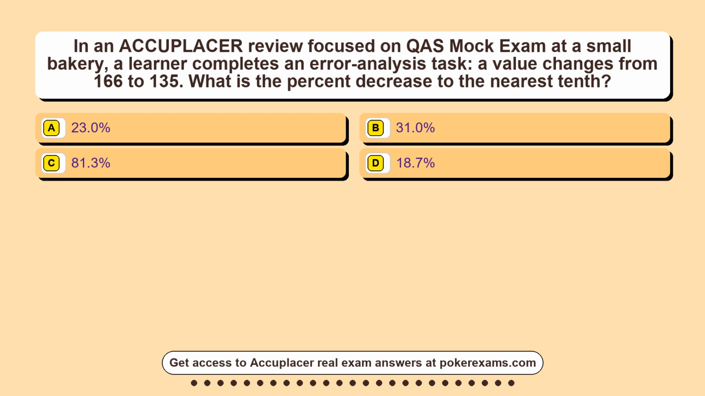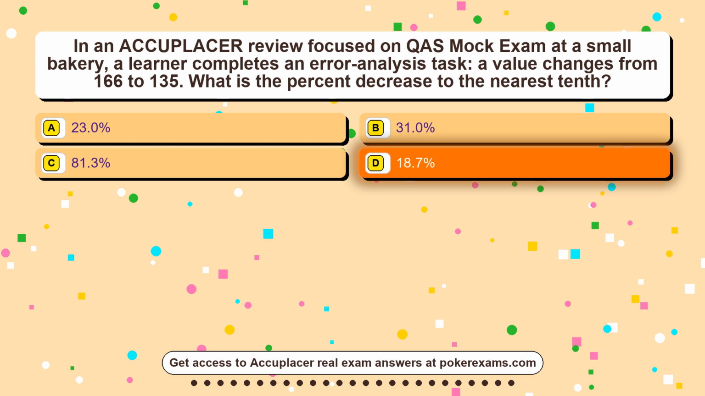Question 2. In an ACCUPLACER review focused on QAS mock exam at a small bakery, a learner completes an error-analysis task. A value changes from 166 to 135. What is the percent decrease to the nearest tenth? Option A, 23%. Option B, 31%. Option C, 81.3%. Option D, 18.7%. The correct answer is option D, 18.7%.